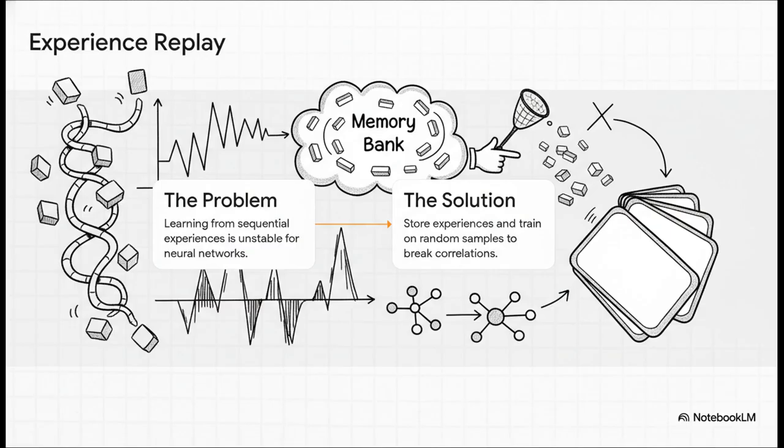Then, instead of learning just from its very last move, it reaches into that bank and pulls out a random handful of past memories to train on. It's kind of like studying for a test by using a shuffled deck of flashcards instead of just reading a textbook from front to back. This simple trick shuffles the data, breaks the patterns, and makes the learning process so much more stable.